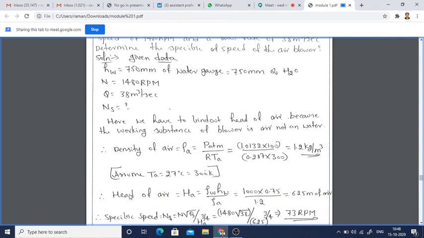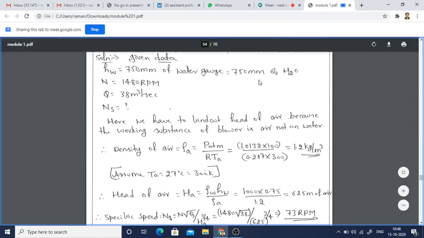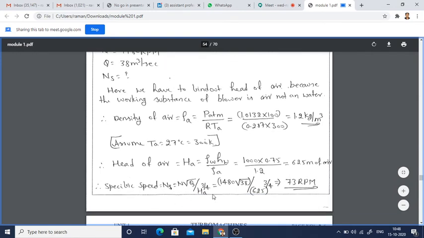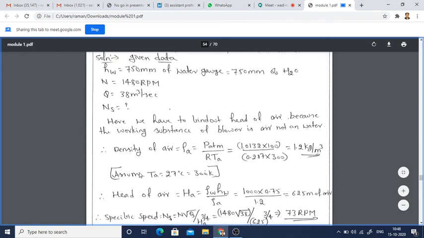So once you get the density, the head of air. Since it is given in terms of mm of water, we need to convert it into meters of air. So for that reason, rho W HW by rho A. So if you do that, you will get 625 meters of air. So now you calculate the specific speed. So specific speed becomes n root q by HA. So 625 root 38. So calculate this, you will get the answer.